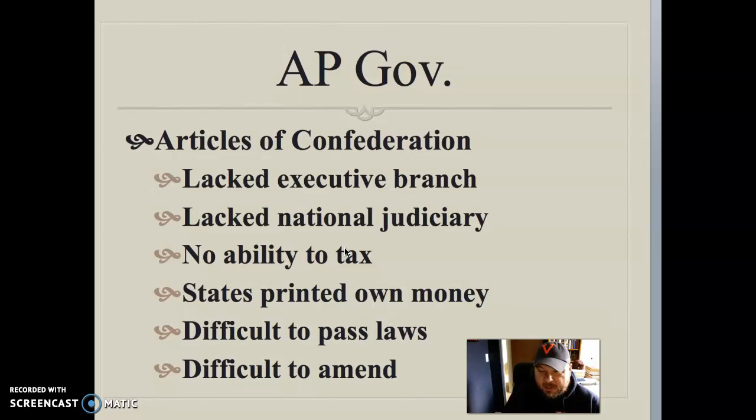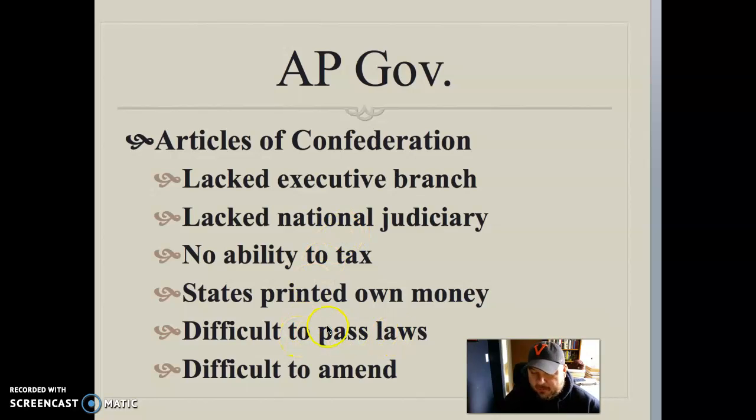States printed their own money. They made their own deals with other countries, like their own treaties and trade deals, which obviously didn't really lend itself to a very unified country. That was bad business. So states printed their own money and made their own deals.